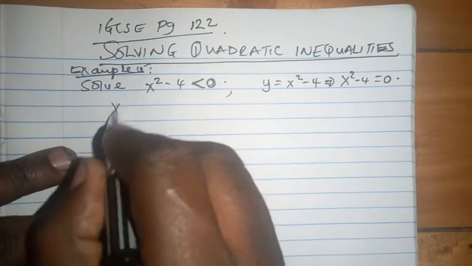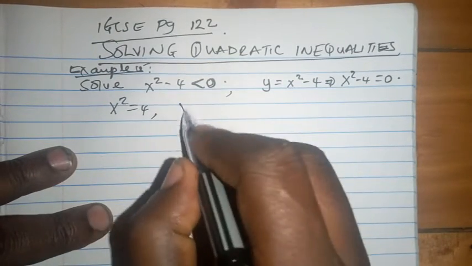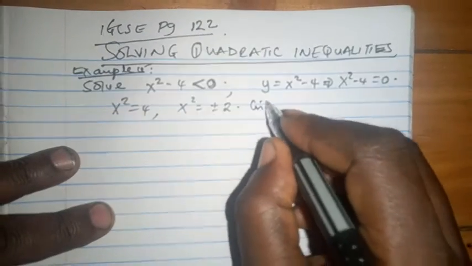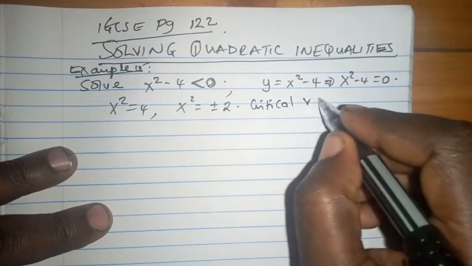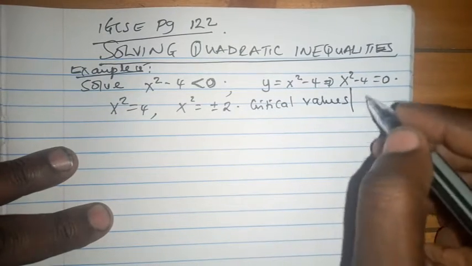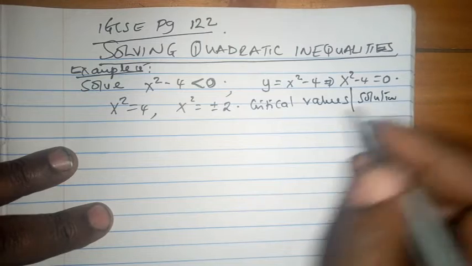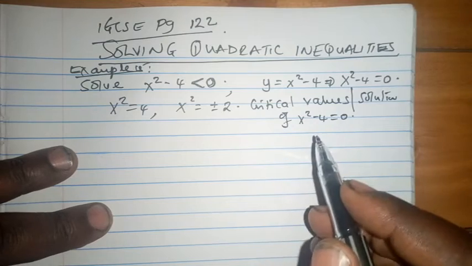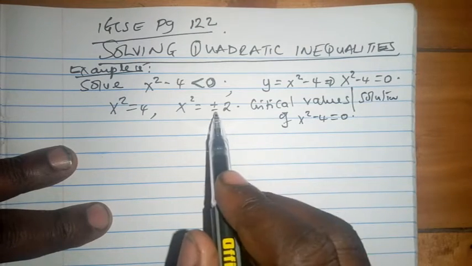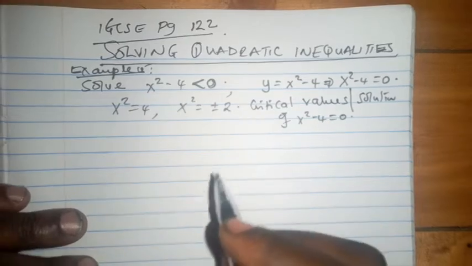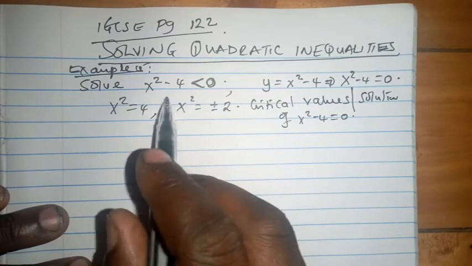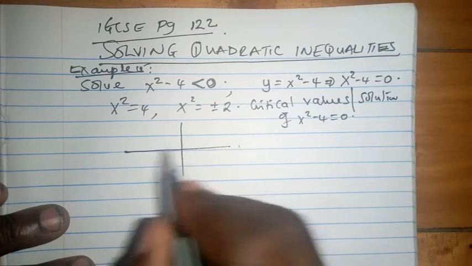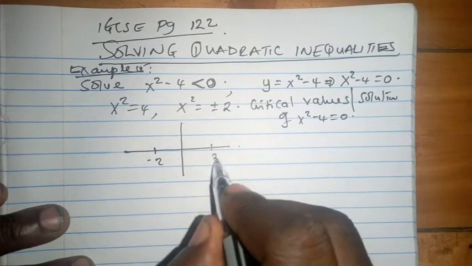So it goes without saying that x squared is equals to 4, and x is equals to plus or minus 2. These are what we call the critical values. We can sometimes call them solutions of x squared minus 4 is equals to 0. If we were solving that equation, these would have been the answers, plus or minus 2. But because we are solving an inequality, we sketch the graph now. This is minus 2 and this is plus 2.